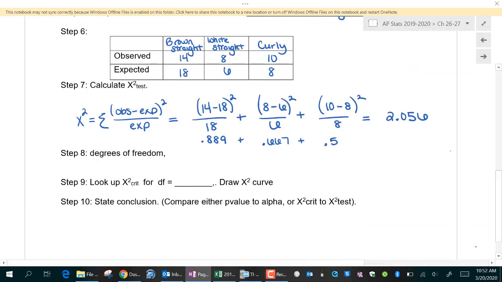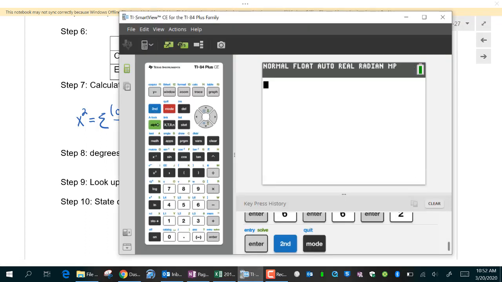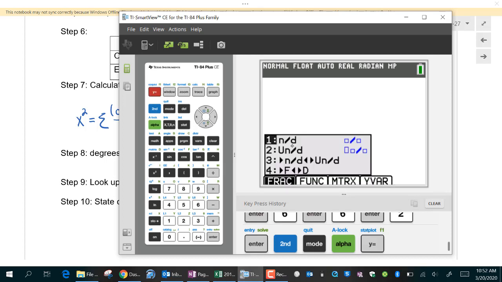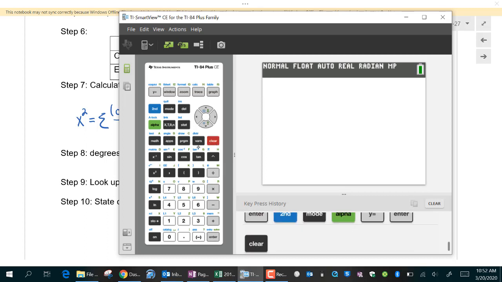Okay, so with only 3 categories, you would be expected to write out each of the 3 components. For each one, I took the observed minus the expected squared and divided by the expected. When I add those all up, I get 2.056. Remember with your calculators, if you go to alpha y equals, n/d, numerator, denominator, you can actually type in the fraction exactly as you see it. This is extremely helpful when doing these types of problems.